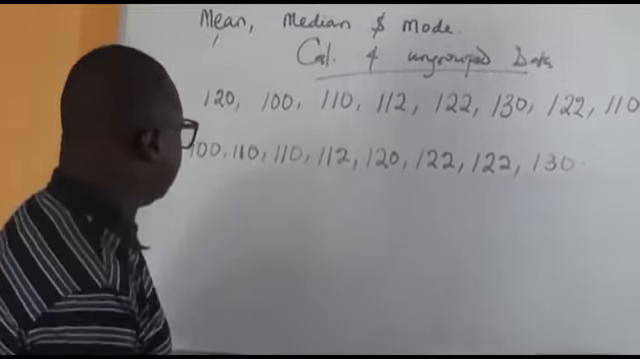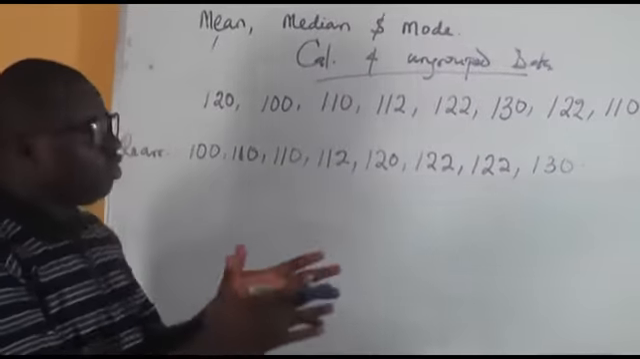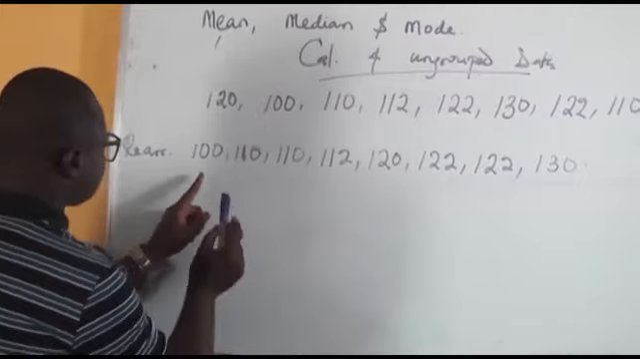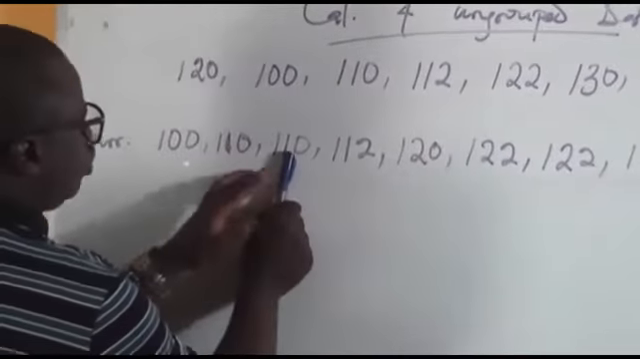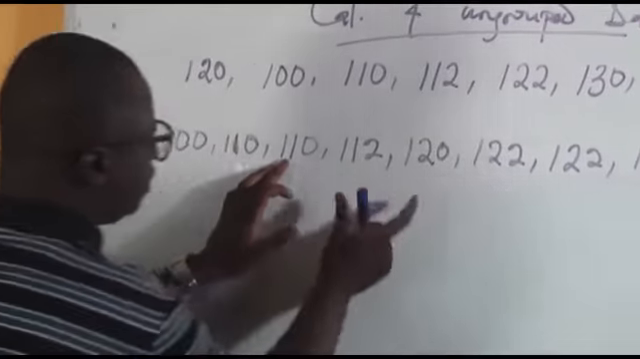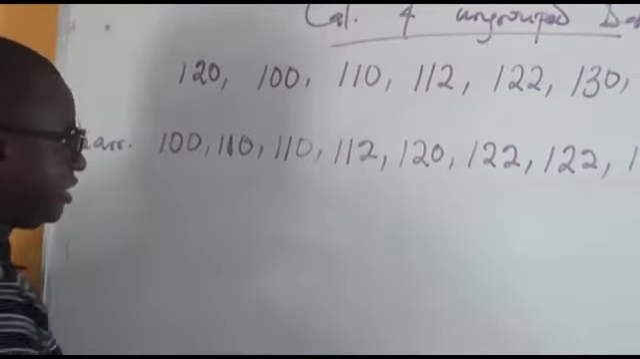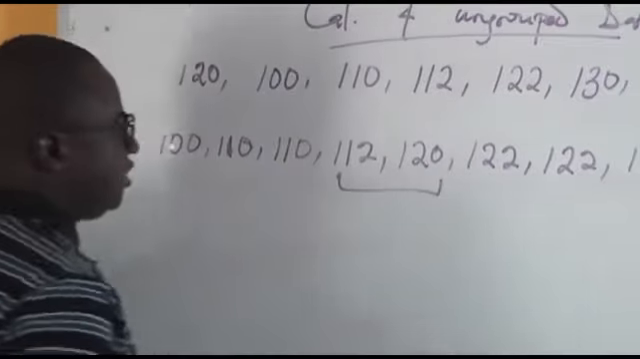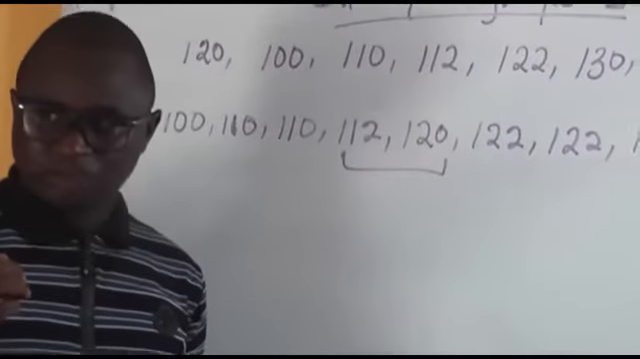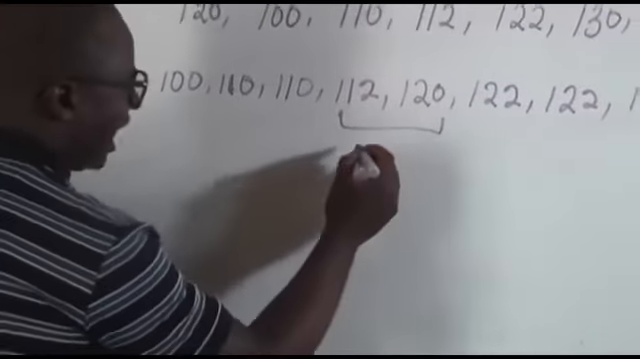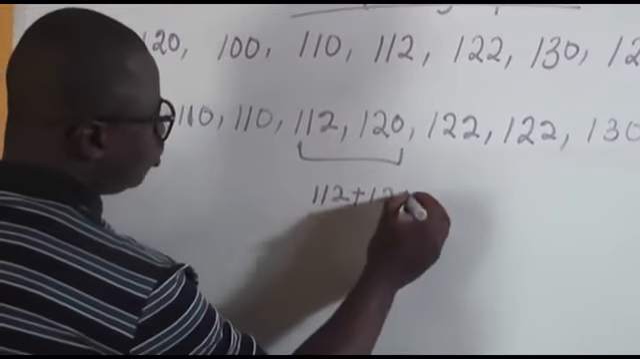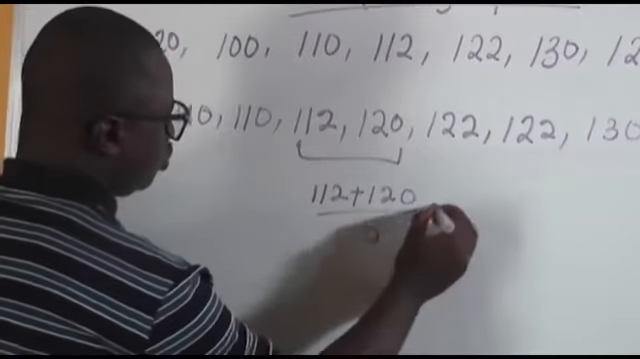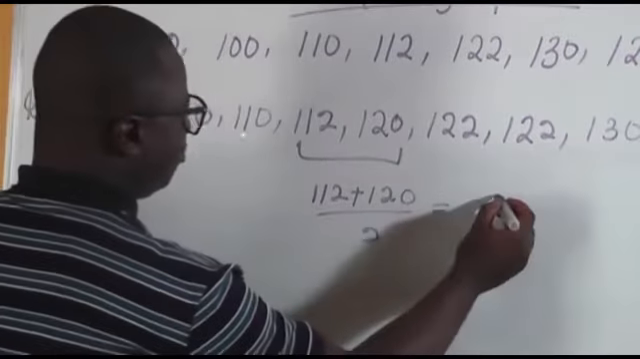Alright, so let's look at it now. What is the middle number? How do you get it? You count it. Since we have 8 numbers, 1, 2, 3, 1, 2, 3, these two are in the middle, right? They are in the middle. But I need just one answer. So I need to add these two, that is 112 plus 120, divided by 2.